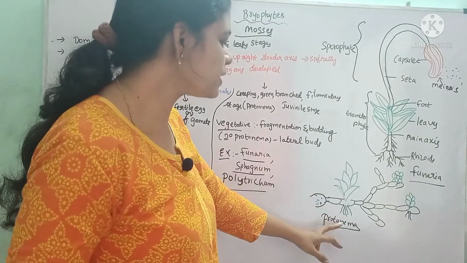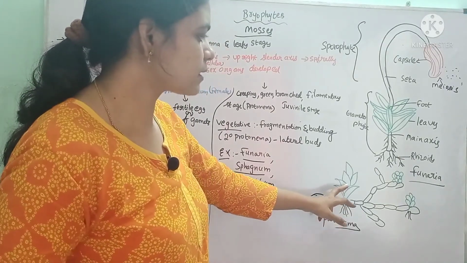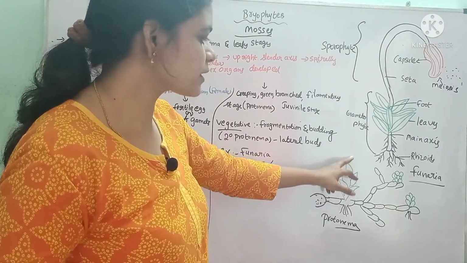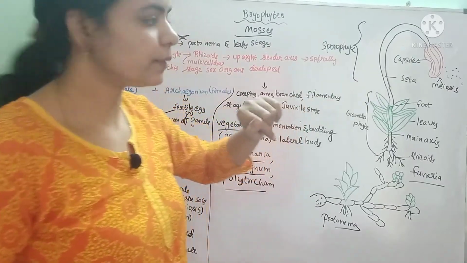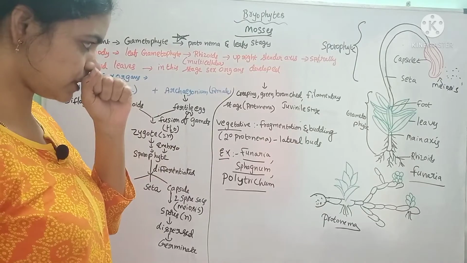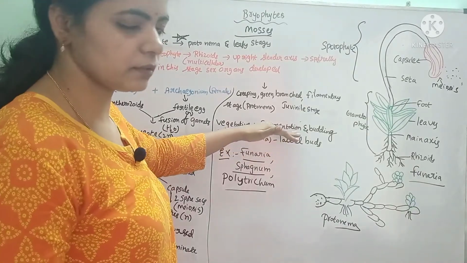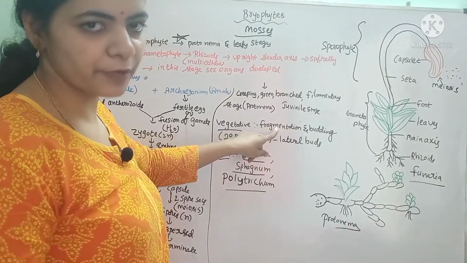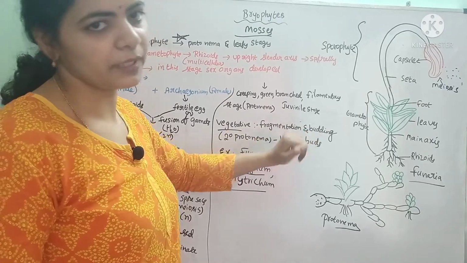From this protonema, what develops? The gametophyte stage develops. From this gametophyte, again the sporophyte will develop. And this is about the sexual reproduction, whereas vegetative reproduction is done by fragmentation and budding.